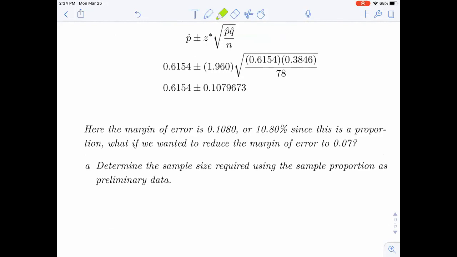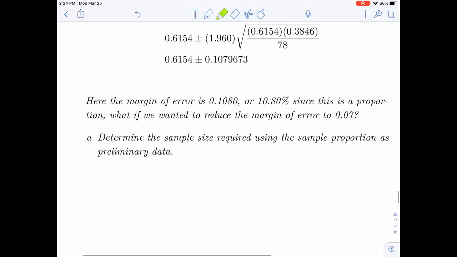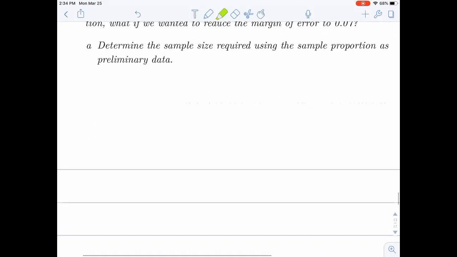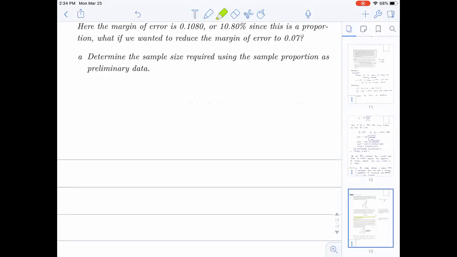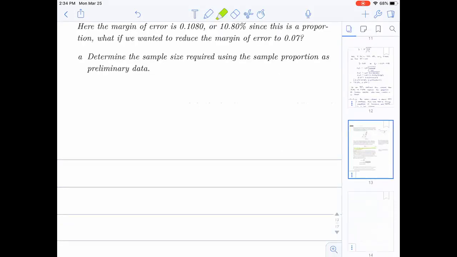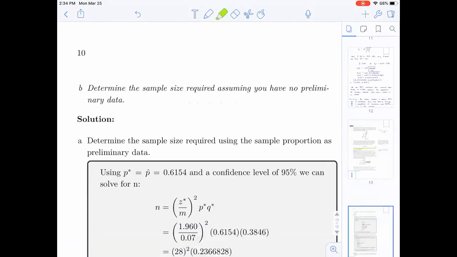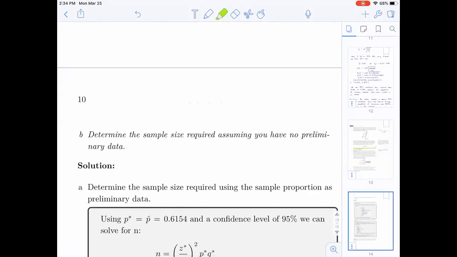So now, what if we wanted to reduce the margin of error to 0.07? Right? So we don't want 0.108 anymore. We want to reduce it to 0.07. How big of a sample size are we going to need? So part A says determine the sample size required using the sample proportion as preliminary data. And I accidentally added another page in here. There. And part B, determine the sample size required assuming you have no preliminary data, right? Which means you're going to use P star as 0.5 and Q star as 0.5.